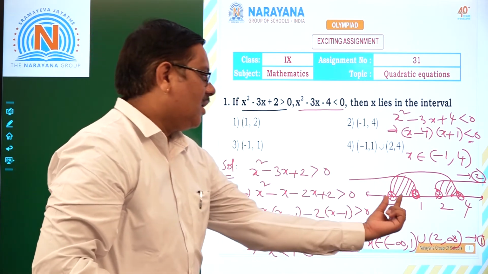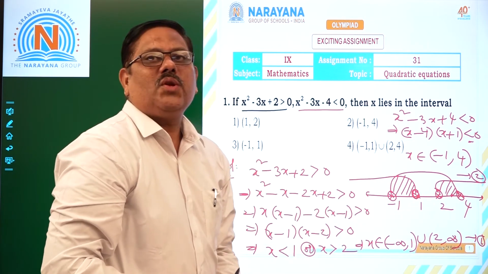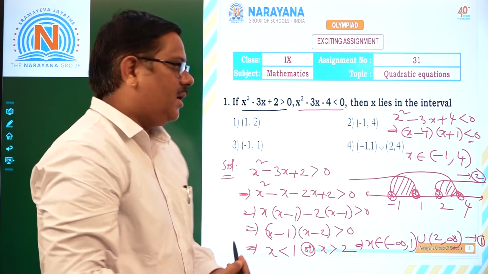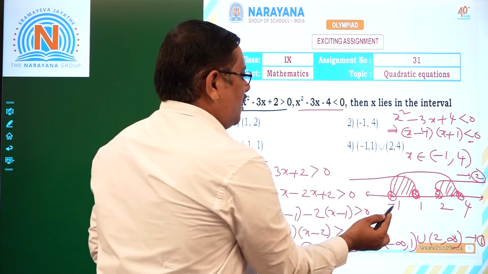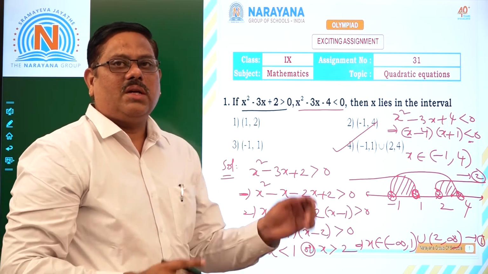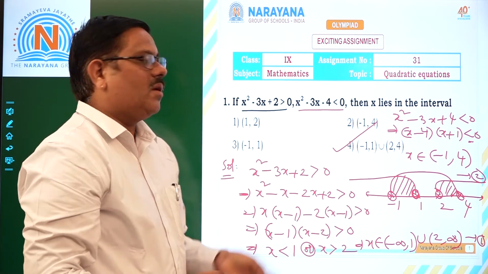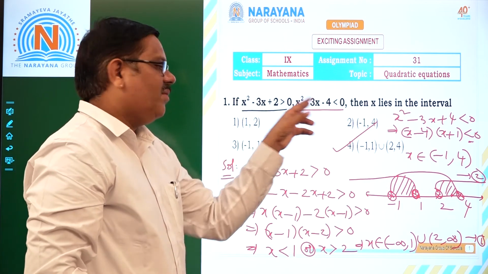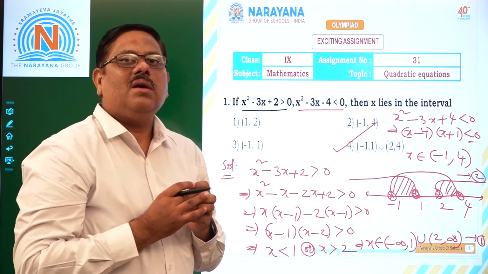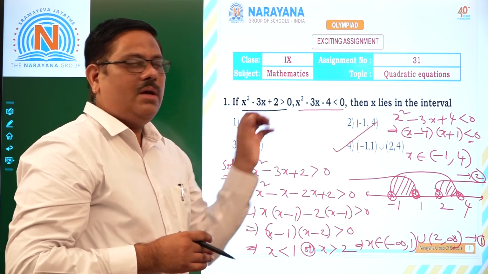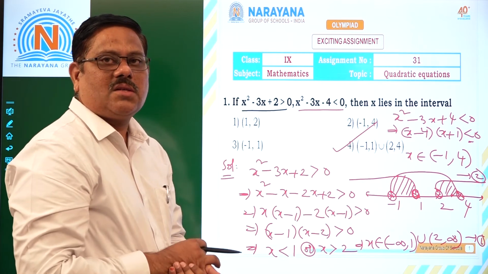X lies only in the interval minus 1 to 1 union 2 to 4 because that is a common region for both the inequalities. So out of the given 4 options, minus 1 to 1 union 2 to 4 is nothing but the fourth option. So that is the right answer. Here what is the care we have to take? As we are given two inequalities, both of them you have to solve and you have to take such an x which is satisfying both of them. So the fourth option is the right answer for this question.